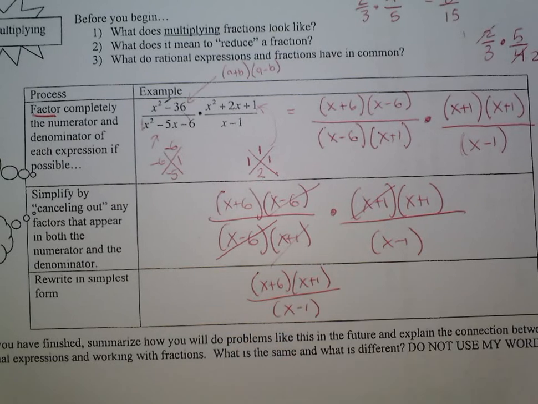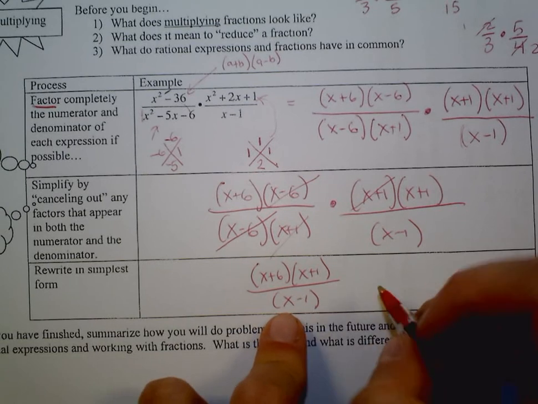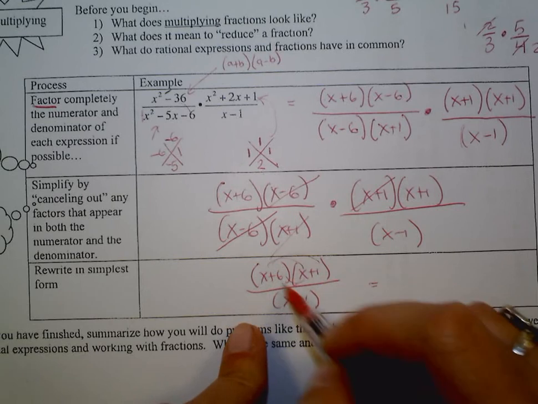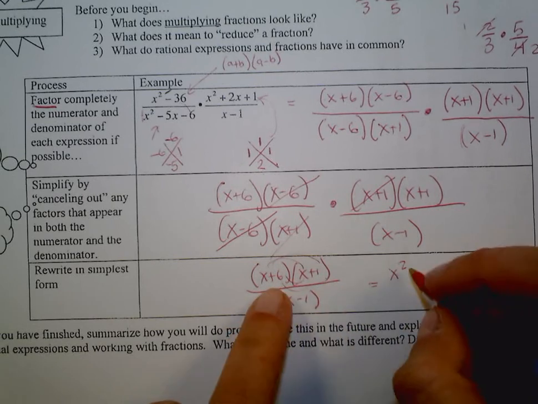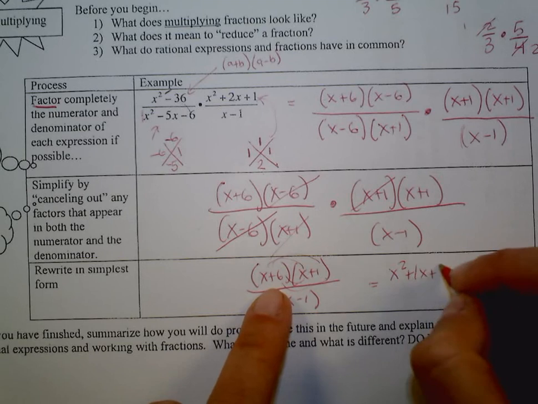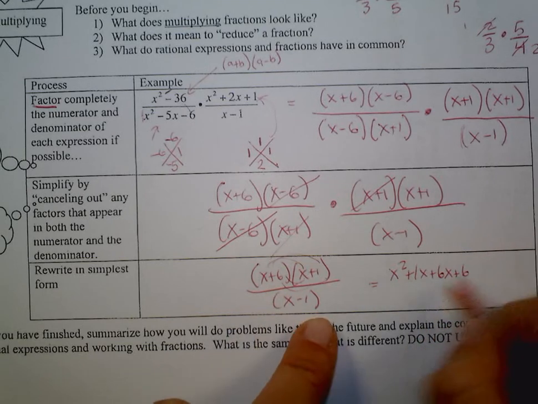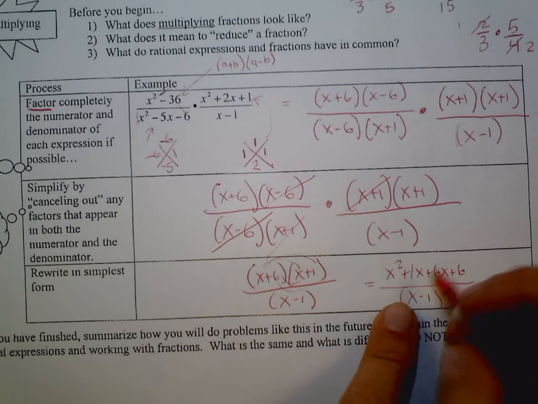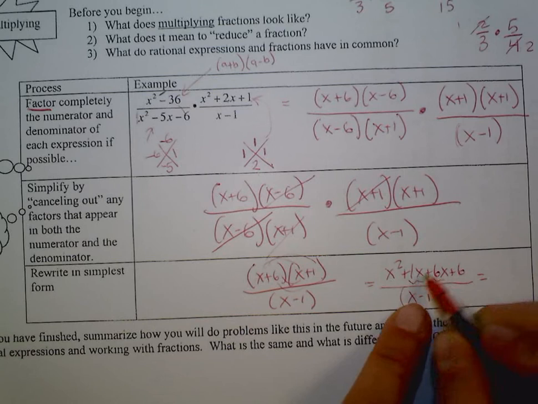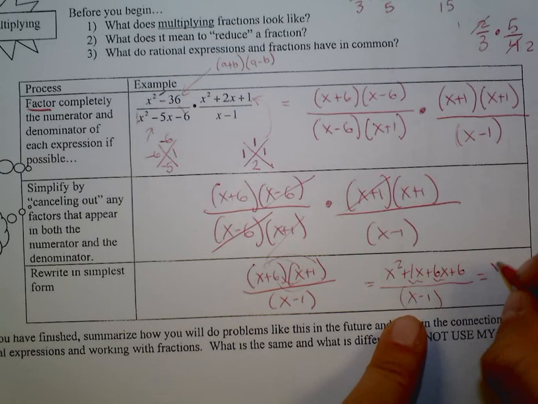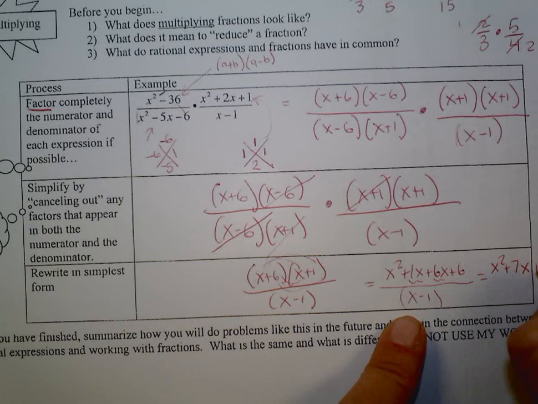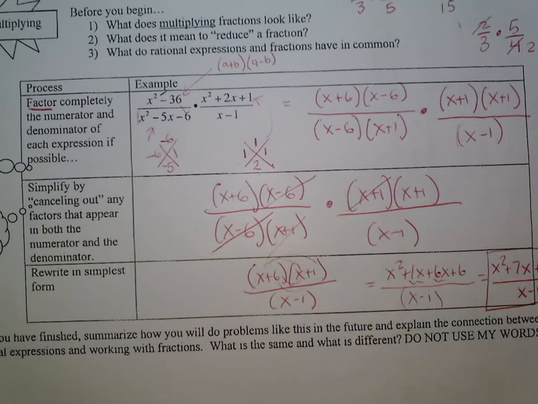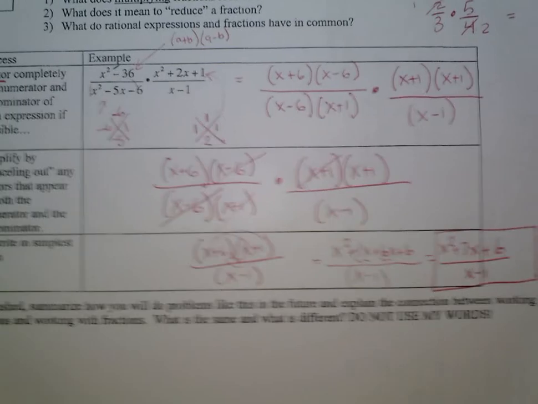Now the answer, you can either leave it like this, or if you want, you can choose to distribute this out. So I could FOIL this out and I would get x squared plus 1x plus 6x plus 6 all over this x minus 1. And then I would combine like terms here. 1x plus 6x gives me 7x. So x squared plus 7x plus 6 over x minus 1. And this would be my final answer.